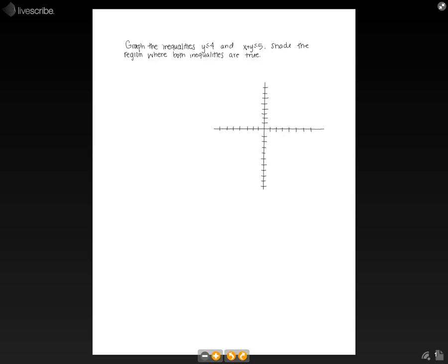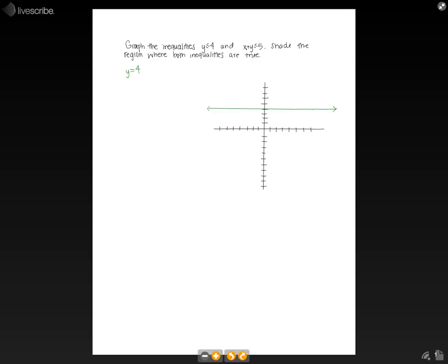So we know for y is less than or equal to 4, we can graph that, and it will also be y equals 4 when we graph it. So that means we're going to have a horizontal line at y equals 4, because for every value of x we put in, we will get 4 for y. And it's going to be a solid line because we have that equal to on our less than.